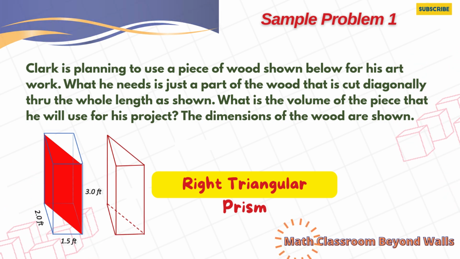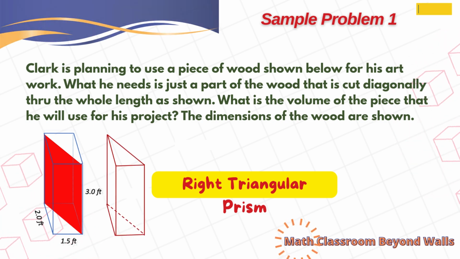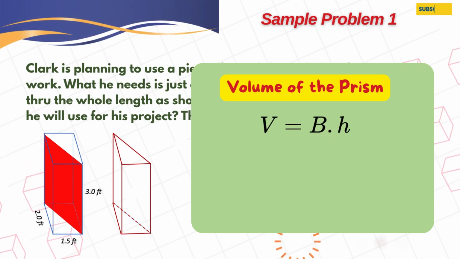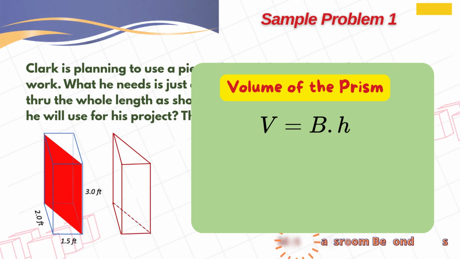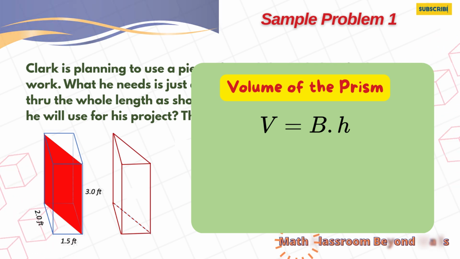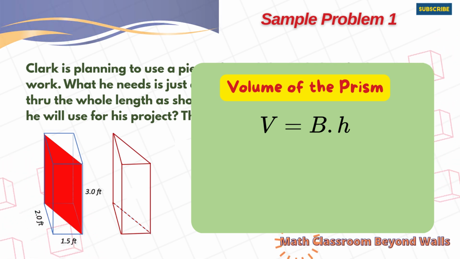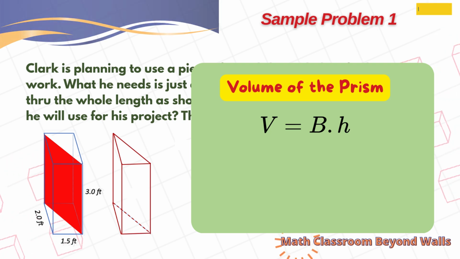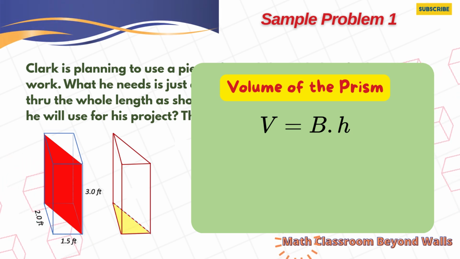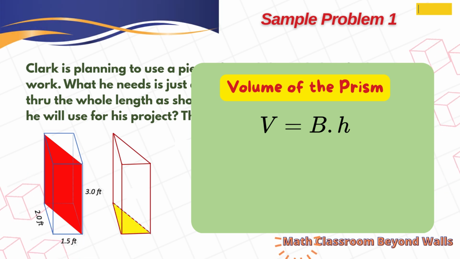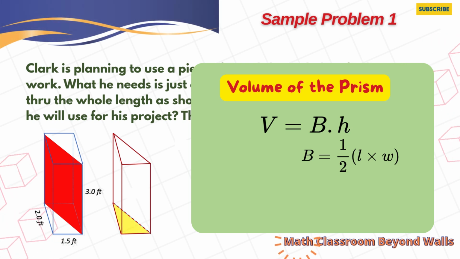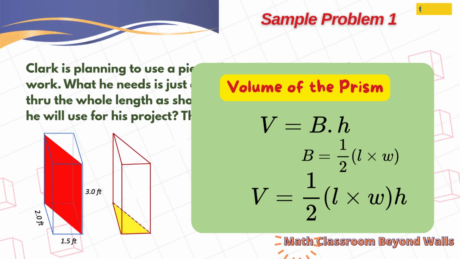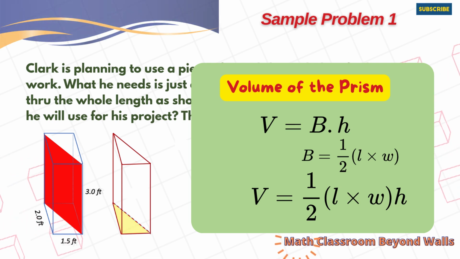Let us then have again the formula in solving for the volume of a prism. So the volume is B times H, where B stands for the area of the base of the prism and H for the height. Look at the base of the piece of wood that Clark will use. What shape is the base? You're correct. The base has the shape of a triangle. Thus, its area is 1/2 the length times the width. So the volume of the triangular prism is 1/2 times length times width times the height.